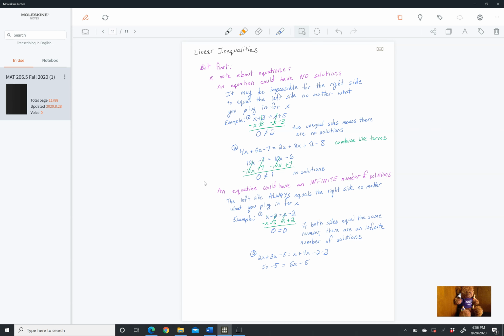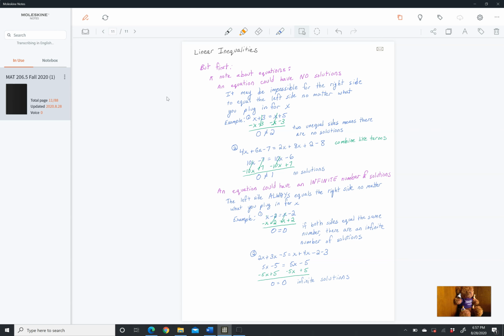And the same thing happens. If we subtract 5x from both sides and then add 5 to both sides, we wind up with 0 is equal to 0 again. And sometimes it won't be 0 equals 0. So when we do different types of equations, not just linear, you might get something like 3 is equal to 3. Infinite solutions, meaning you could plug in any value for x and it will always work. The left side always equals the right.